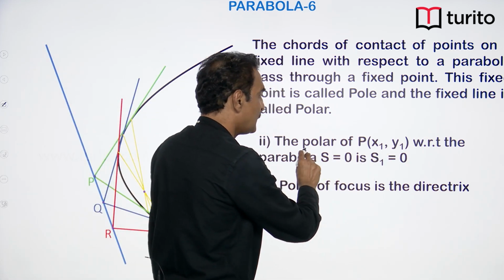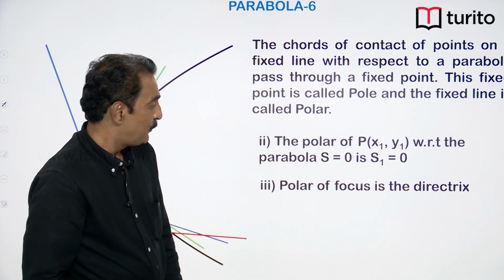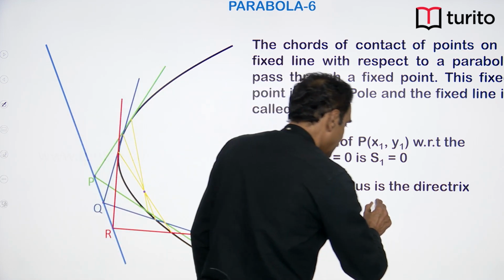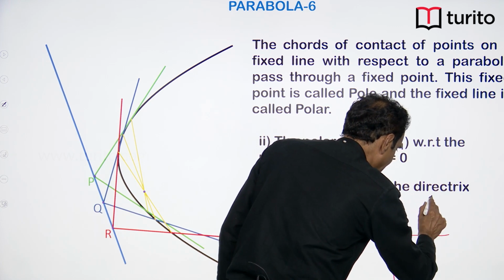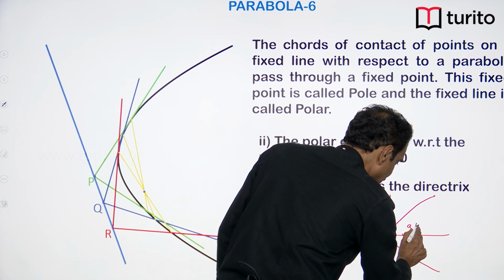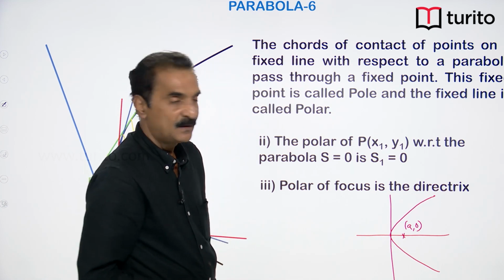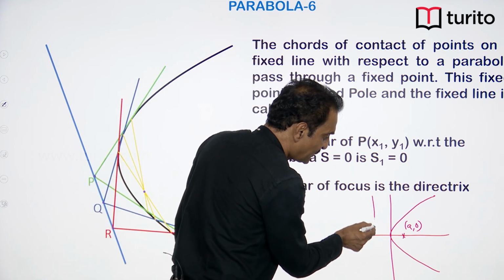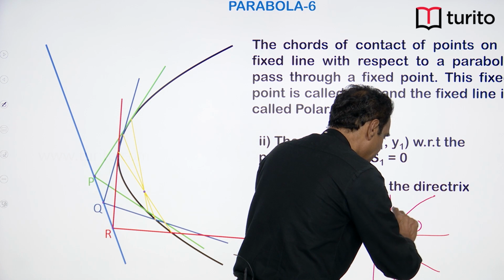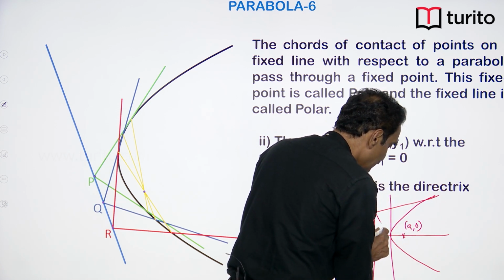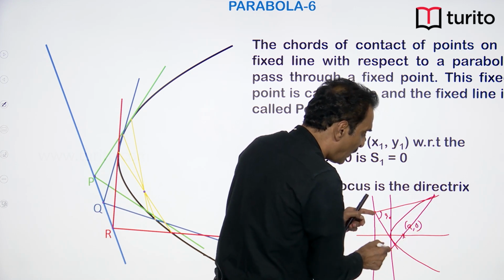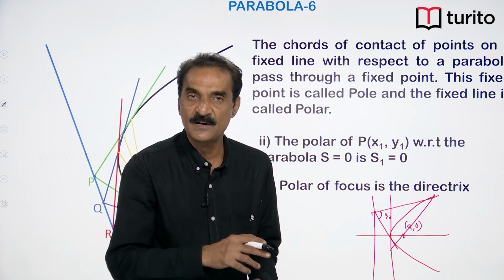Polar of the focus. Polar of x1, y1 is S1 = 0. Polar of the focus is the directrix. If you take standard parabola y² = 4ax, what is the focus? A, 0. Directrix is x + a = 0. We have already discussed about the properties. If you draw tangents from points on directrix, they will be perpendicular to each other, and the corresponding chord passes through the focus. We have already discussed this property.